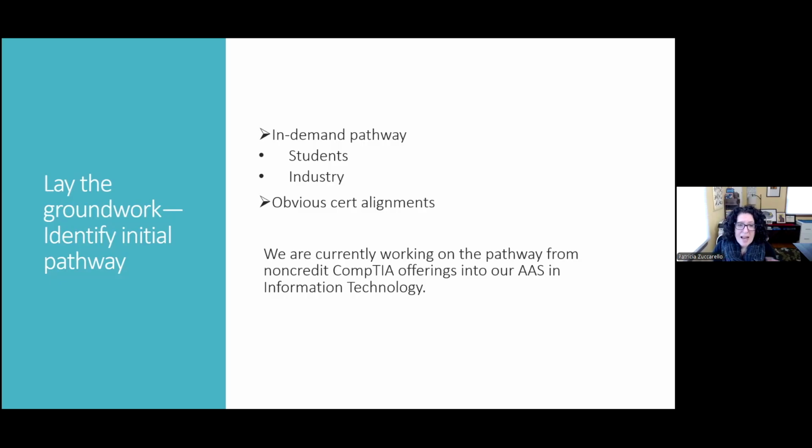So, and I think you'll also find too, there are some certificates where you're thinking, hey, this could be an obvious alignment. Like here's kind of an introduction to IT, and then that could be an on-ramp to this certificate on the credit side too. And as the example, this share out from a college was basically looking at CompTIA offerings and how those could then transition over into the information technology degree at their institution.